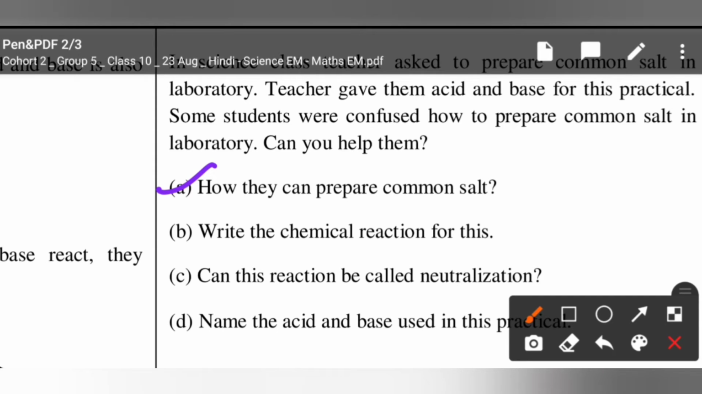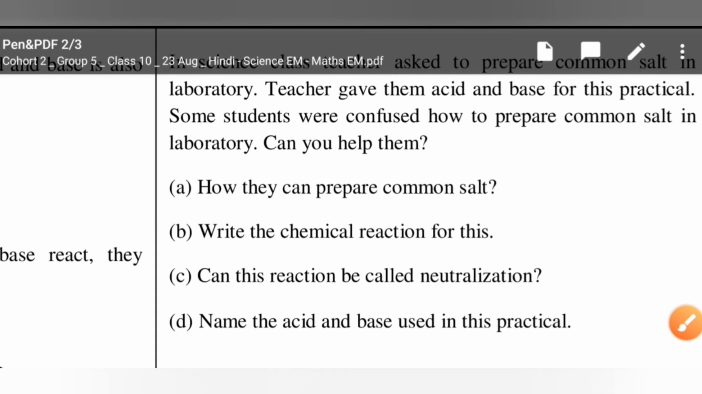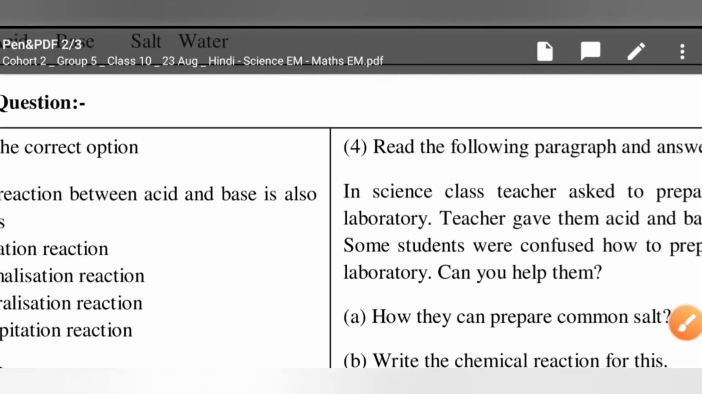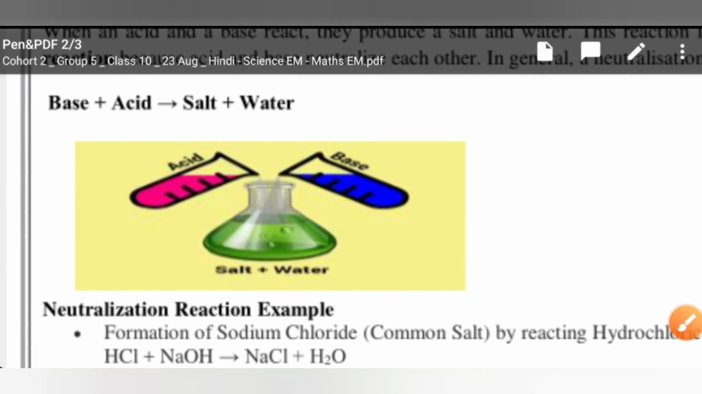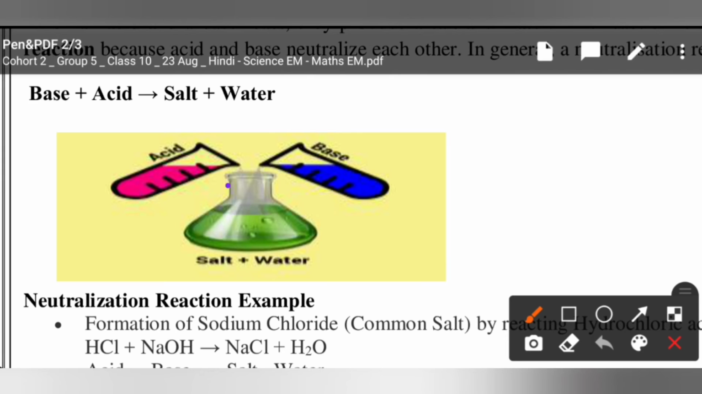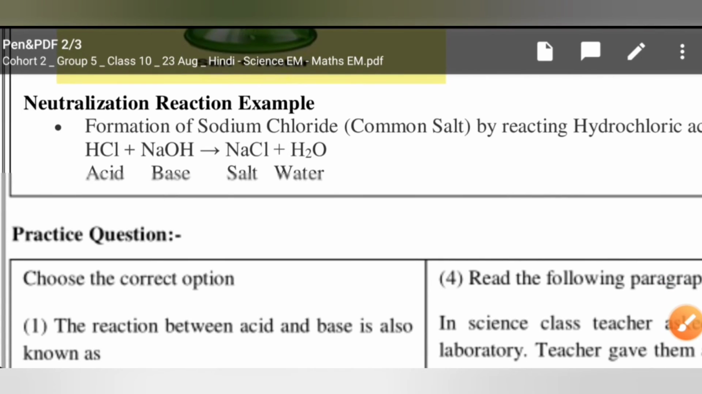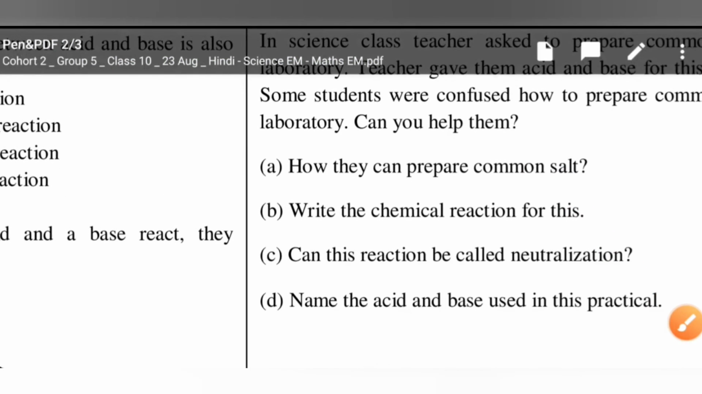Yes, they can put acid and base, whatever they have been given, together, and they can prepare the common salt. So this was also explained. You can see in this diagram also, in a beaker, acid and base are applied, and you can see that common salt is prepared.